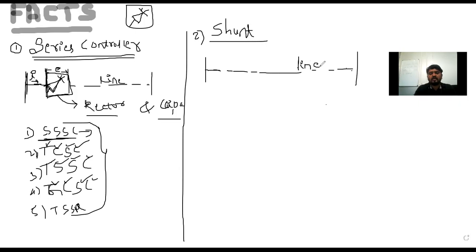Shunt means where we have to connect. The series controller I connected directly in the transmission line. But for the shunt, it should be connected at one point. What I will do here is consider this as a point, and I will connect one controller here.